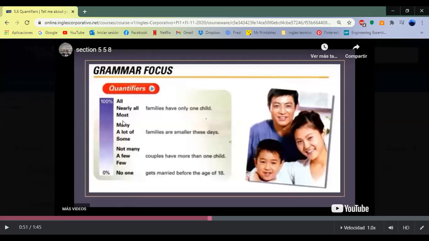So how about most? An 80%. Okay. Then we have many. Okay, a 70%. A lot of. A 60%, yes. And then we have some that would be like the middle, the 50%. Then we have not many, a few, few, and no one.